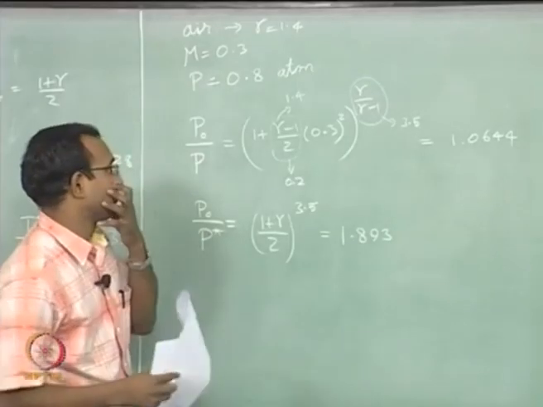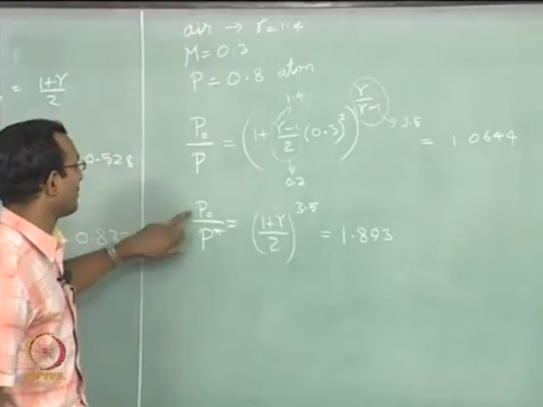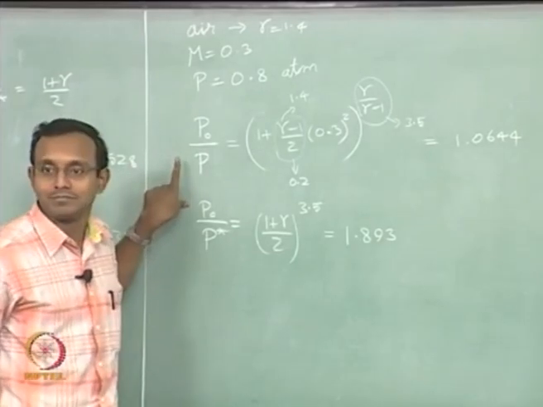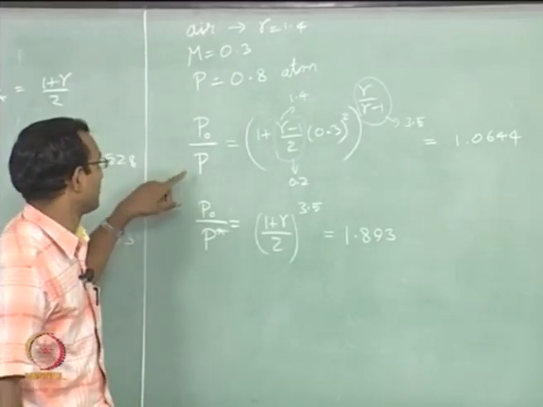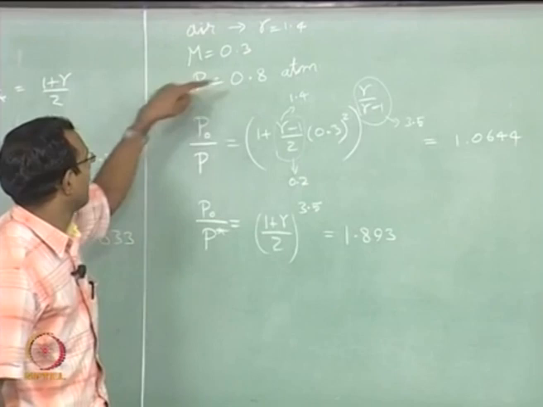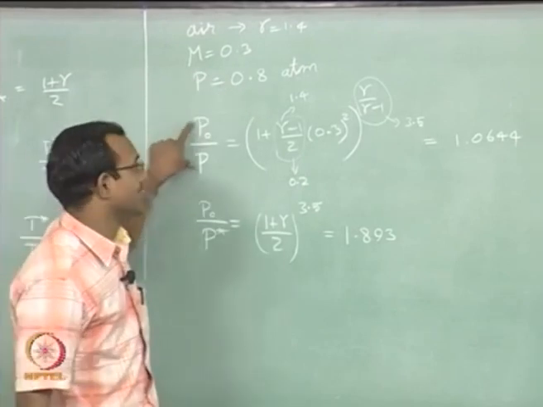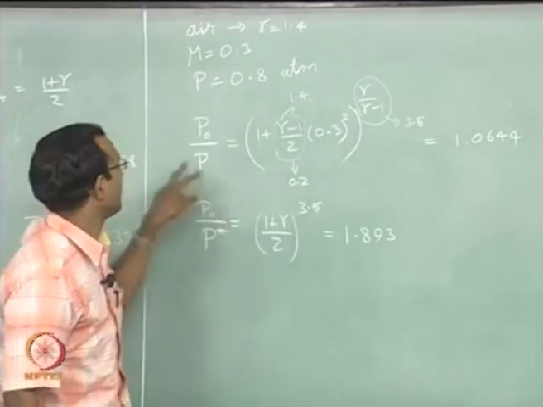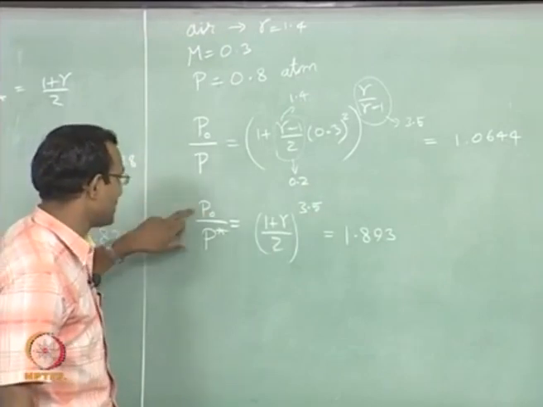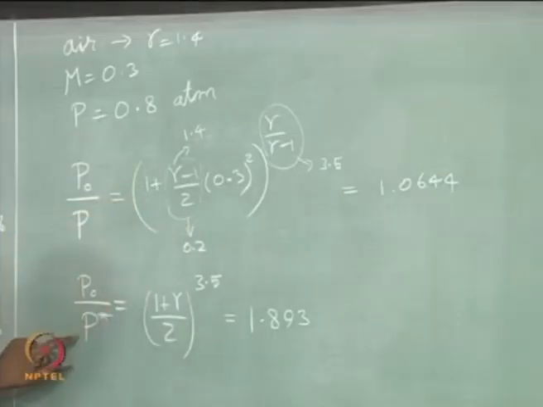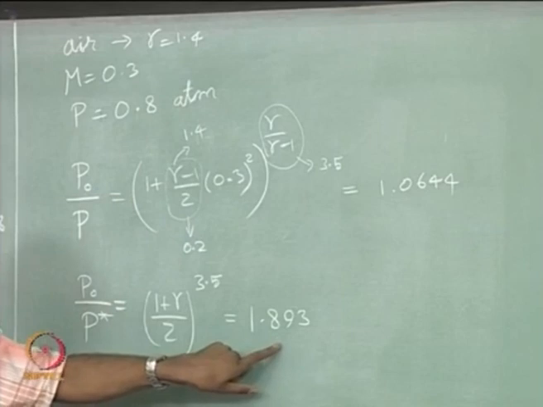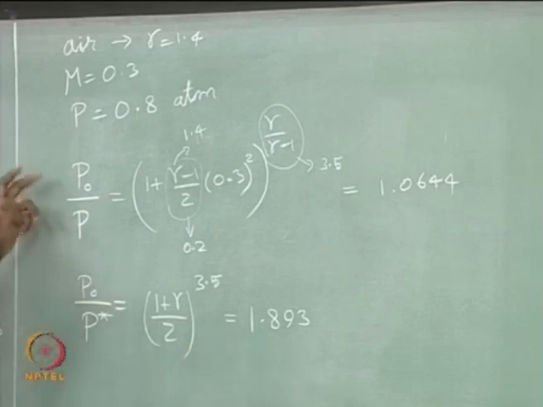So, I have this, simple enough. I do not even need to find the P0 value. If you want, you can find it right now. We are given the P, we want to find P0. How? This ratio is equal to this. So, I can find P0 from there. I can use that P0 here and I can find P star by using this number. That is one way of doing it. We will just take the ratio of these two, that is faster.